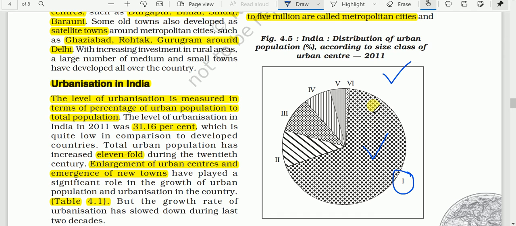Just see here, the sector is very big. And where is the class 6 towns here? Class 6 towns share the least number of urban dwellers in India. And here we have class 3 towns, next to class 1 town.